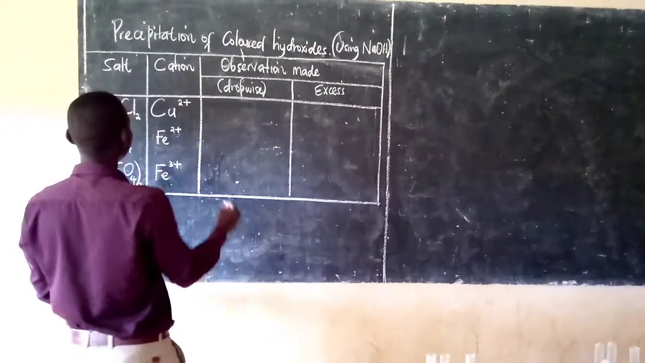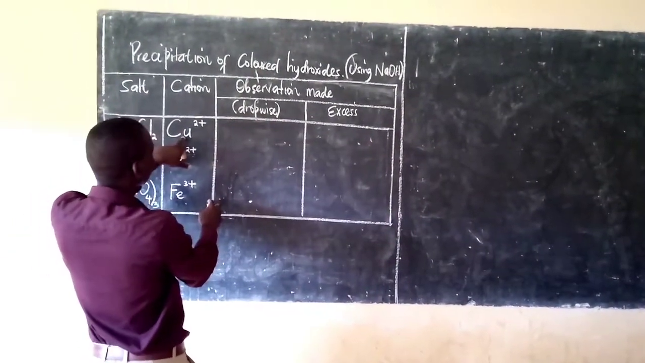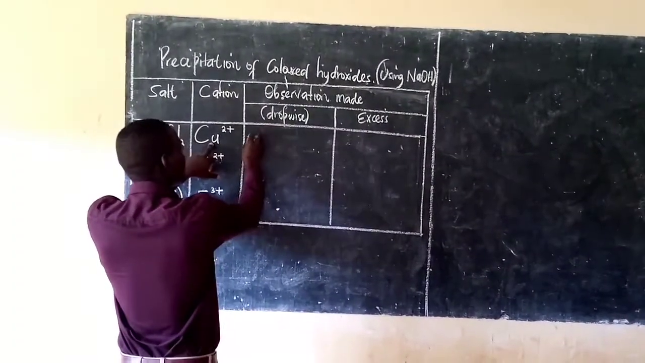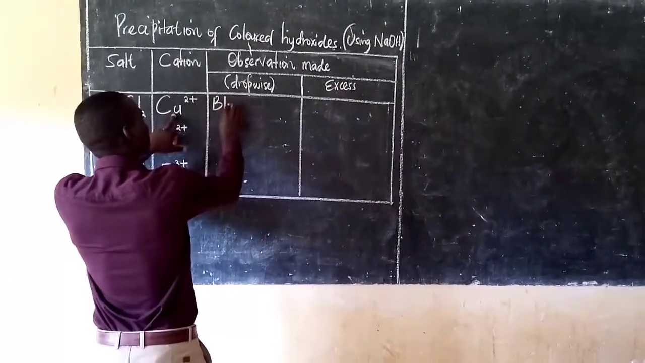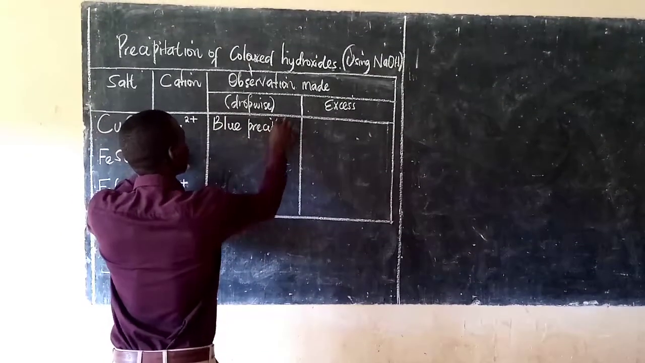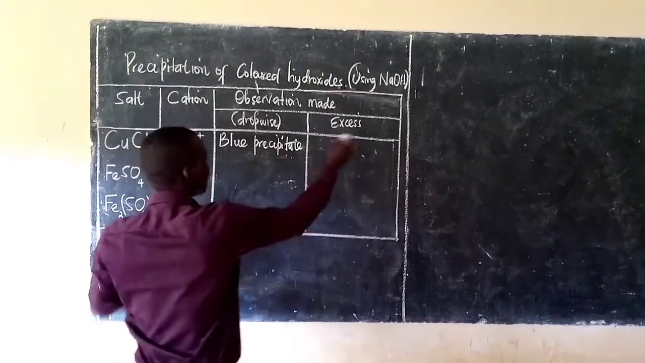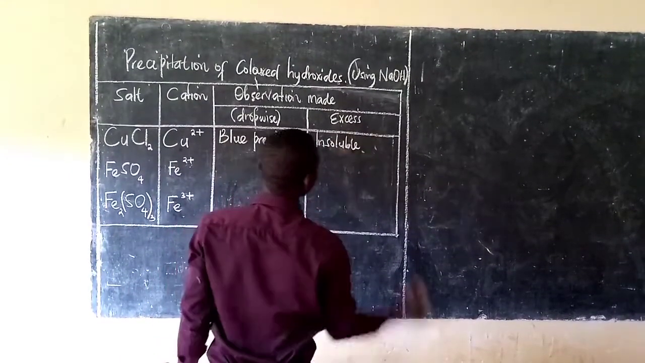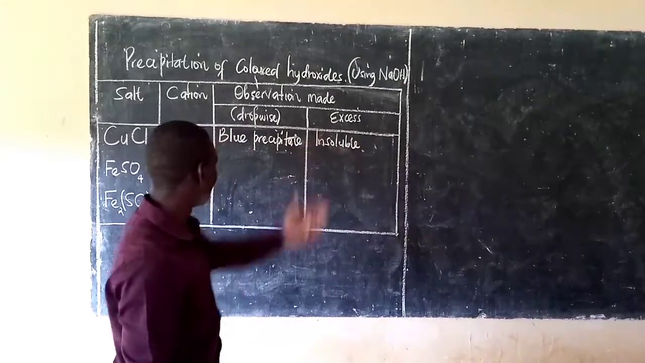So from what we have seen, the dropwise addition of sodium hydroxide to this salt that has copper 2 ions gives a blue precipitate. And in the excess, we see that it is insoluble in the excess.